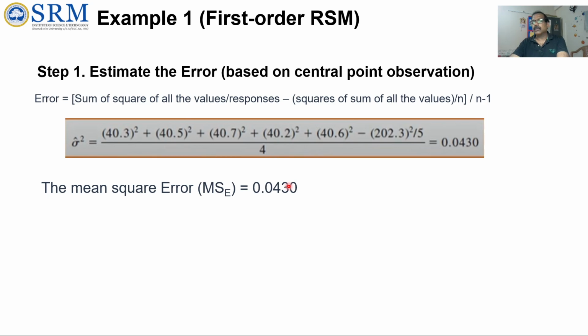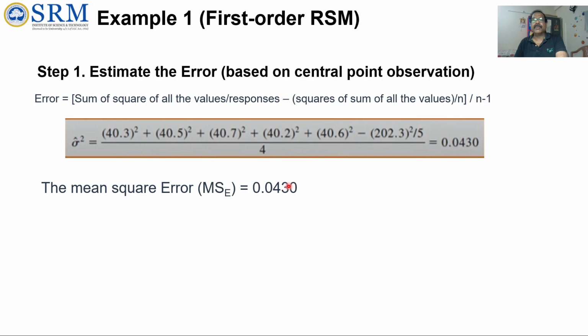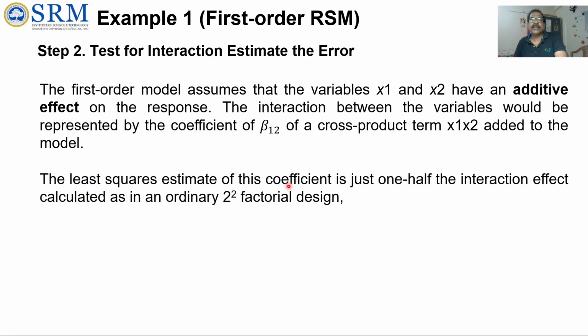We need to understand further. So the second step: first we calculated the error. I hope you remember how to calculate the error. Second is to calculate the test of interaction effect. In that I said beta 12 is the interaction, so we need to check whether that interaction effect is significant or not.